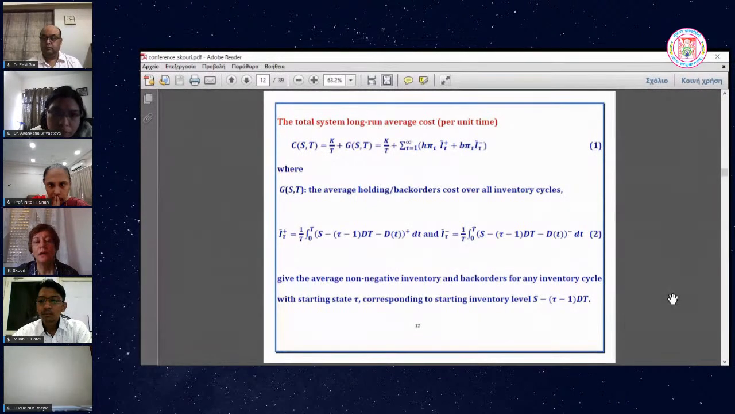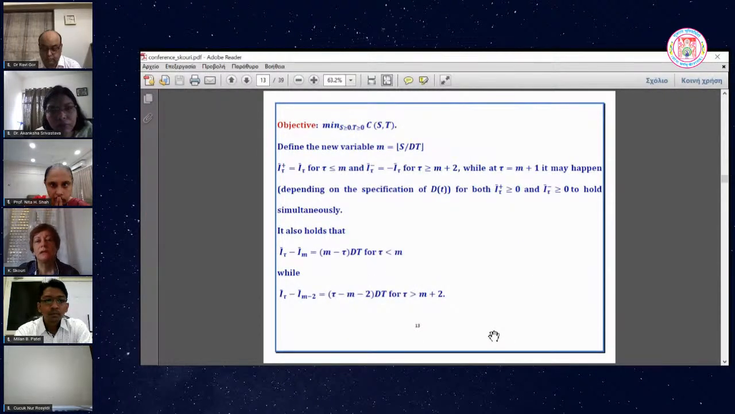And now we present the total system cost, which is comprised of the ordering cost and the average holding and backordering cost over all cycles. This quantity gives the average non-negative inventory and this the backorder for any cycle that starts with the static inventory level S minus (tau minus 1) D times T. And the objective is to find the values for S and T that minimize the total cost.